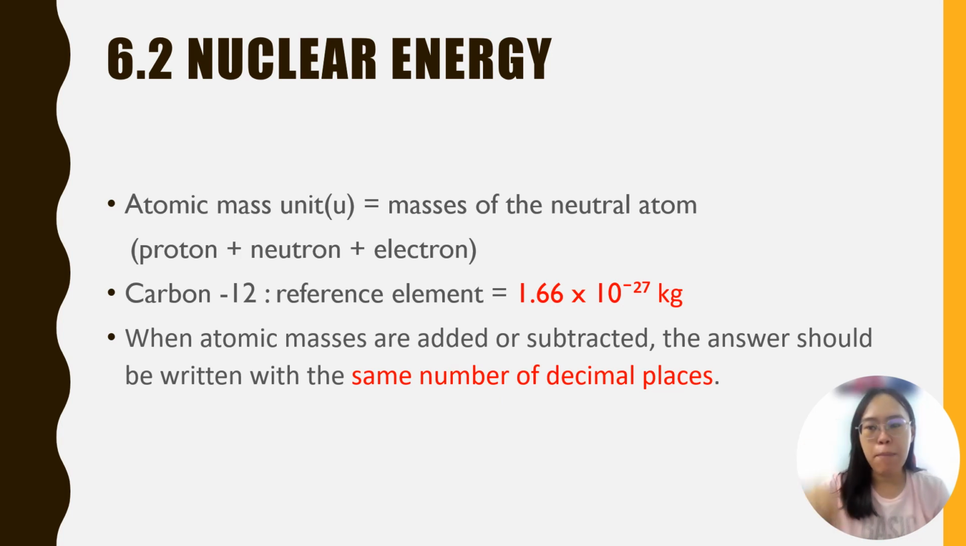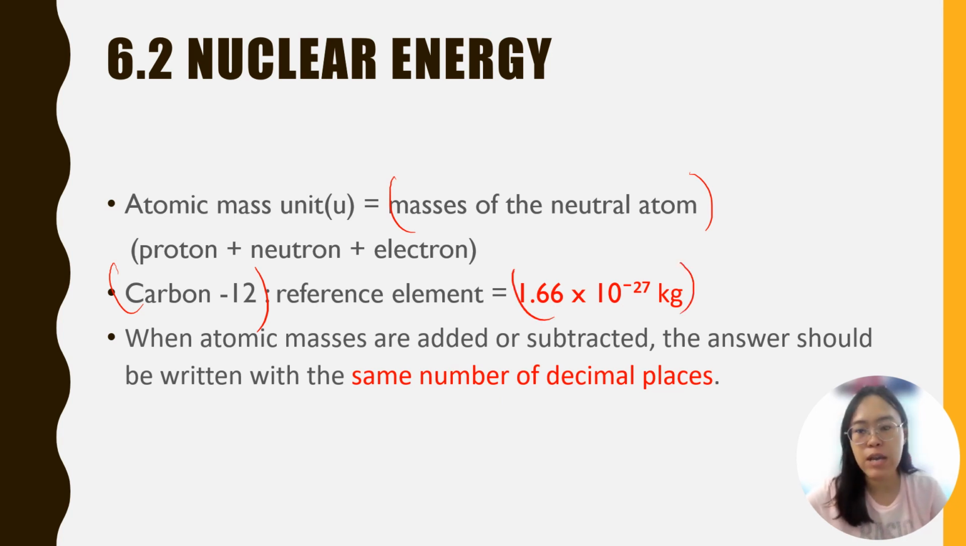Before we talk about how nuclear energy is produced, we need to know a little bit of an overview. Atomic mass is the mass of a neutral atom. The atomic mass unit is not in the form of kg, so to convert it into kg, we use carbon-12 as the reference element. It will be 1.66 times 10 to the power negative 27 kg.